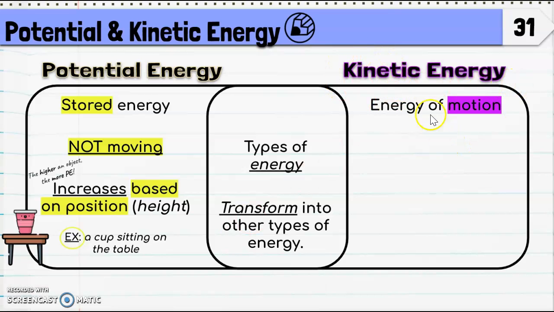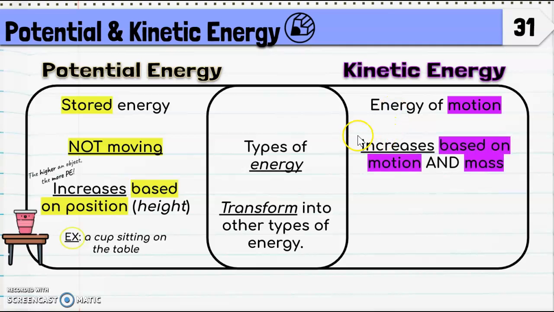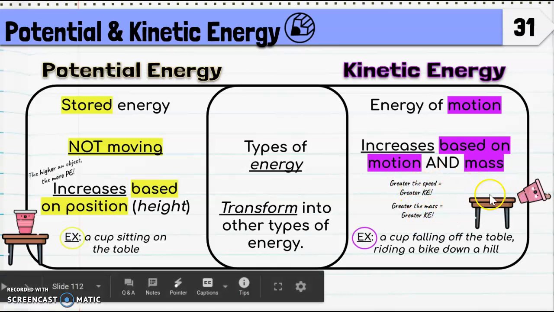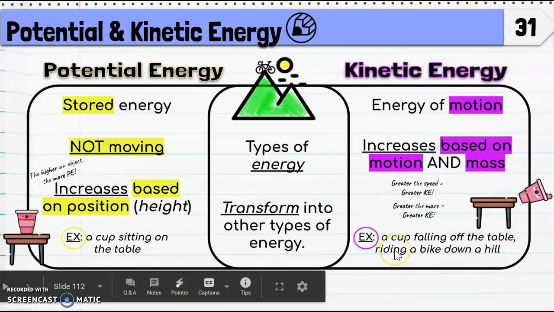For kinetic energy, this is the energy of motion. This increases based on motion and mass. So the greater the speed, the more kinetic energy. Same thing for mass. So looking at that same example, let's say the cup falls off the table. So it's no longer just sitting there. It is in motion. So that potential energy transforms or changes into kinetic energy.